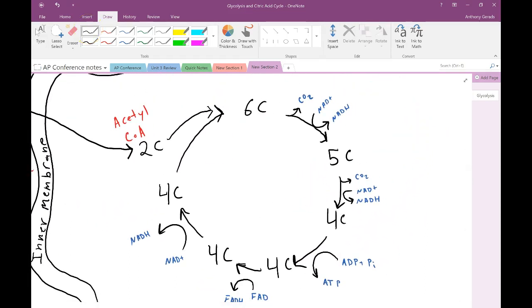This cycle has to have a name, so it has to have a step, and it has to have a location. Okay, the name of this step is called the citric acid cycle. And the location is the matrix, matrix of mitochondria.